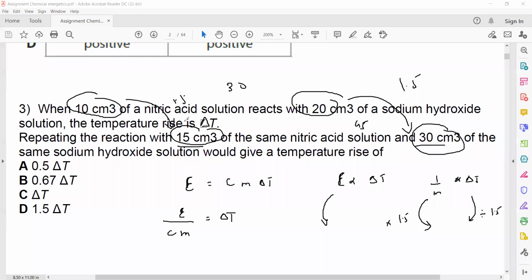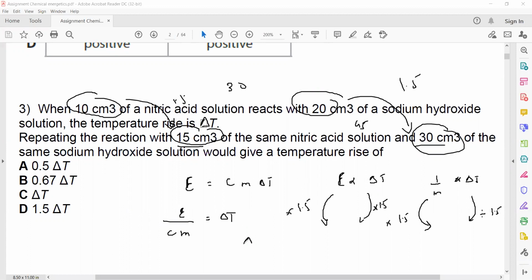Like it was originally 10, now it is 15. So it means we increase the amount 1.5 times. So if the amount increases 1.5 times, the energy increase will also be 1.5 times. So if the energy increases 1.5 times, the temperature also increases by 1.5 times.